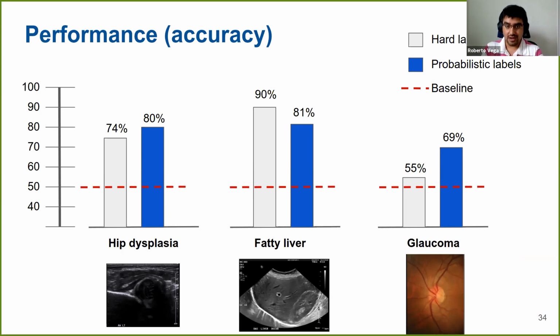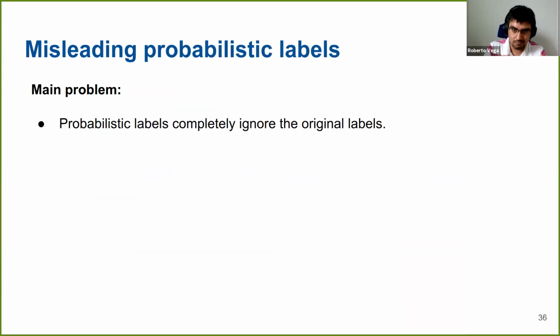So whenever we extract probabilistic labels using these not very well-defined metrics, the probabilistic labels tend to be incorrect. And when we learn from them, then this happens. The performance goes down. And this is because the probabilistic labels completely ignore the original labels.